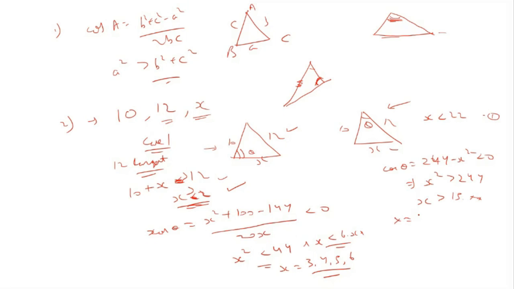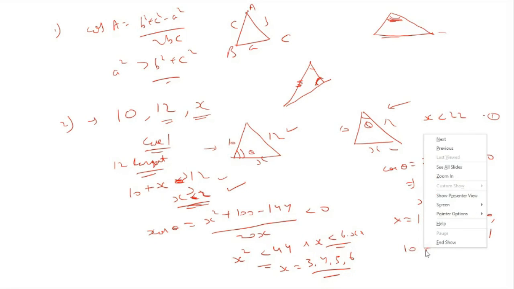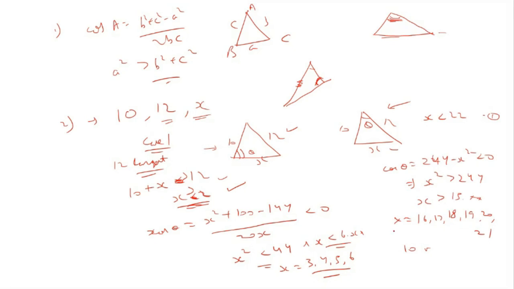So x basically will be 16, 17, 18, 19, 20, and 21 from this scenario, and 3, 4, 5, 6 from the other scenario. So the total number of possible values for x would be 4 plus 6, so 10 values. There is no double counting here, so it's fine. But it's good to have that sanity check of double counting. So x can have 10 values basically, or the third side can have 10 values, such that the triangle is an obtuse triangle.